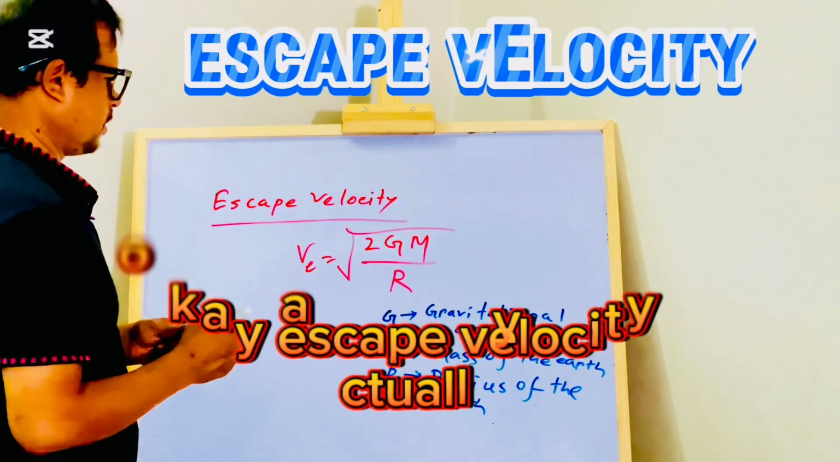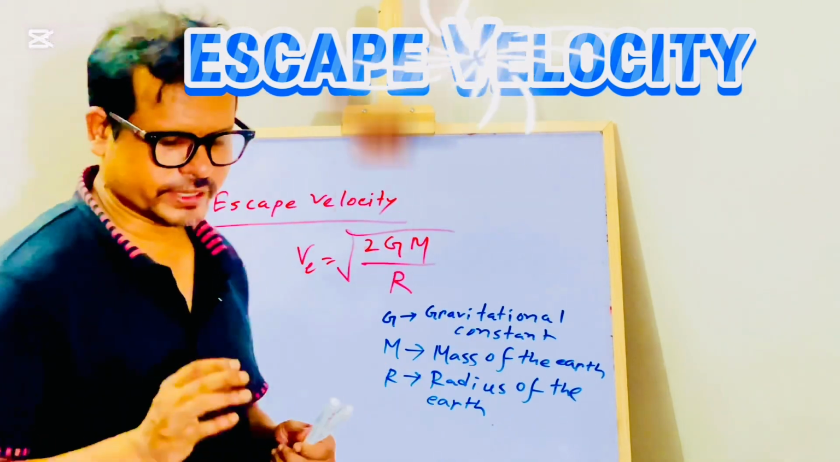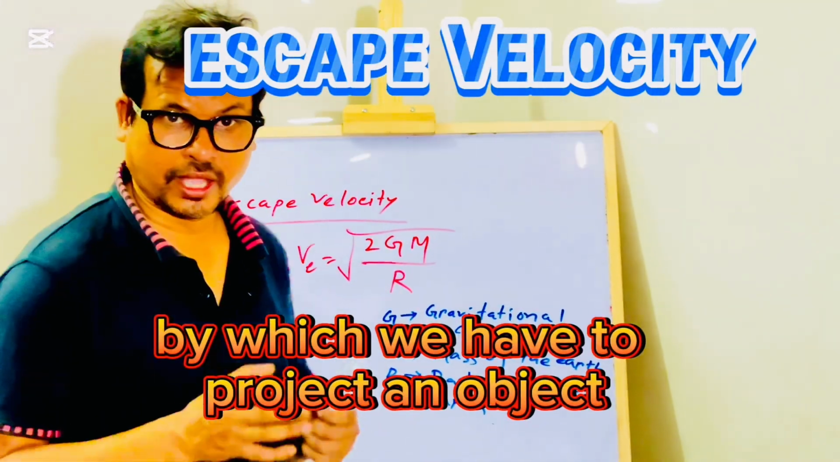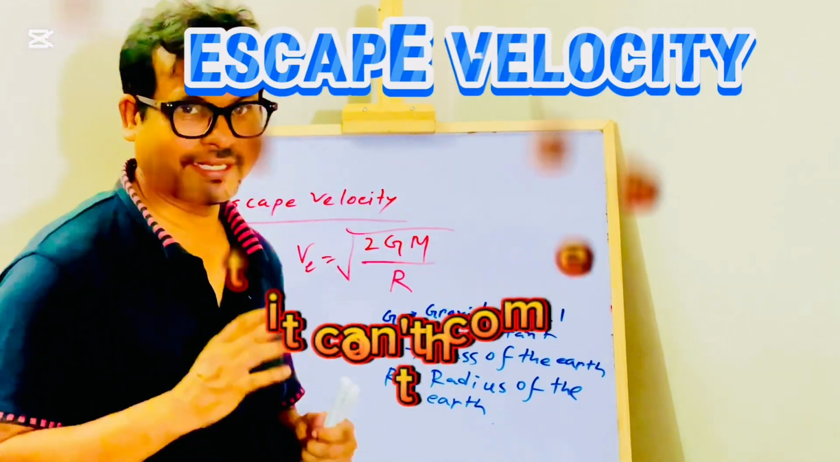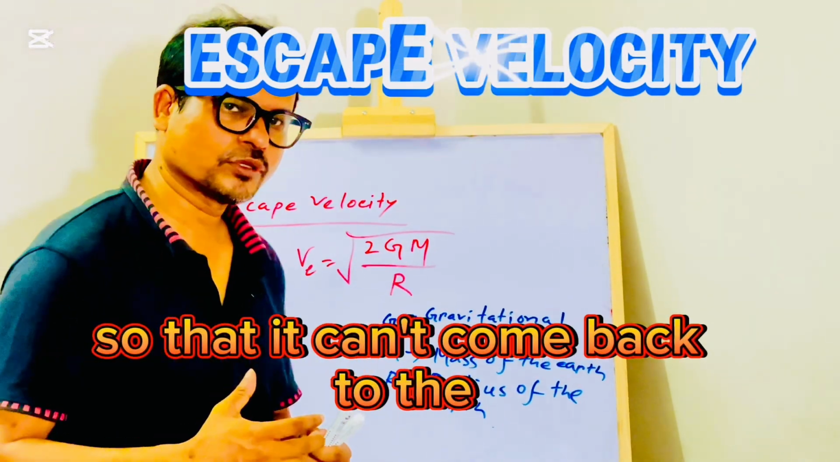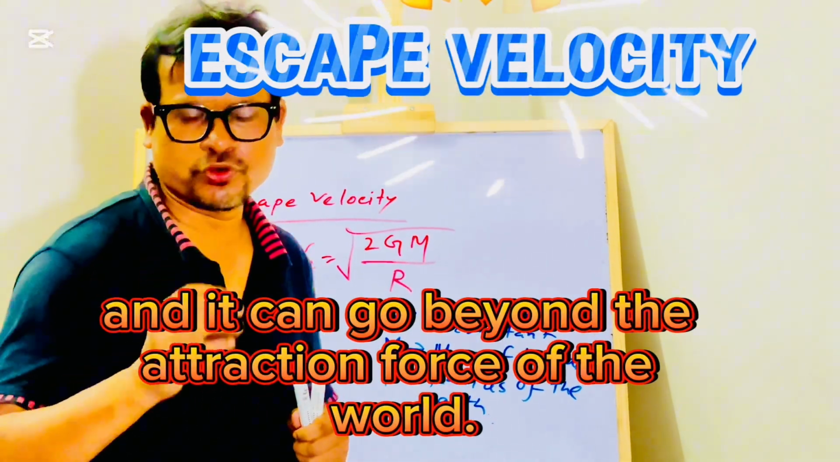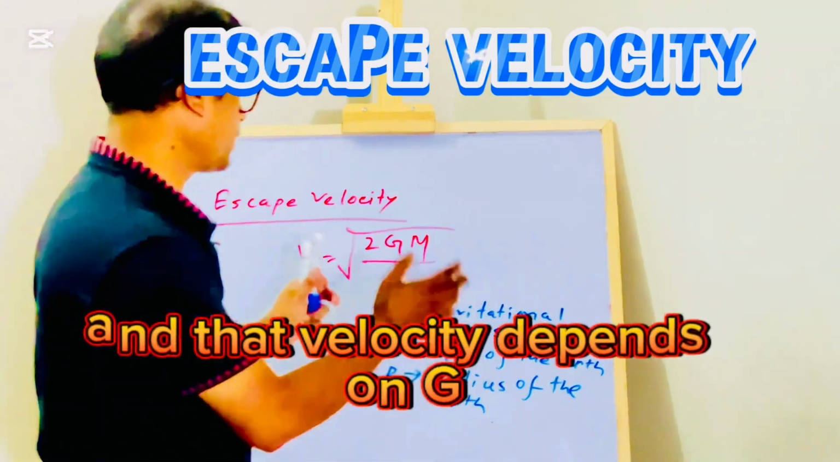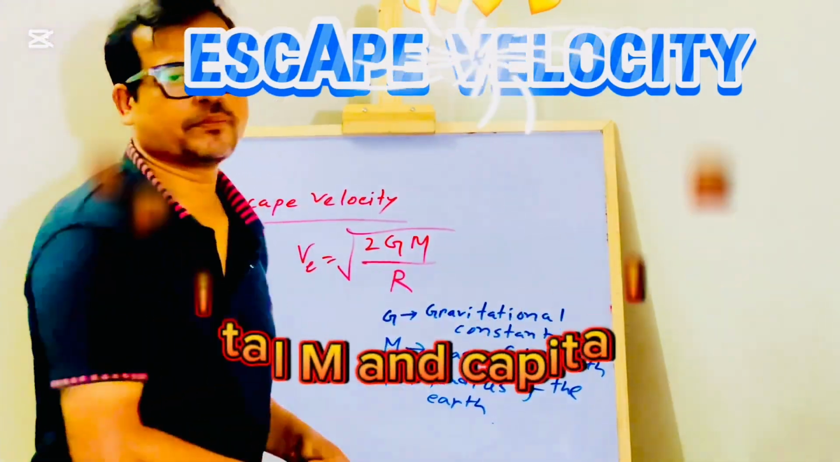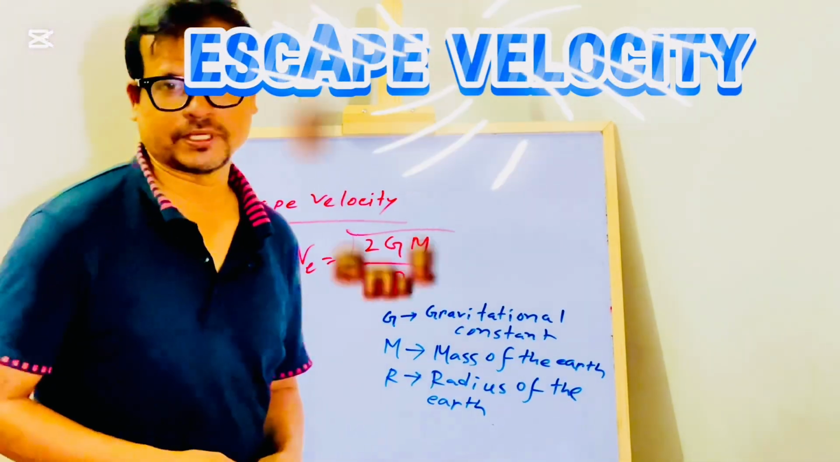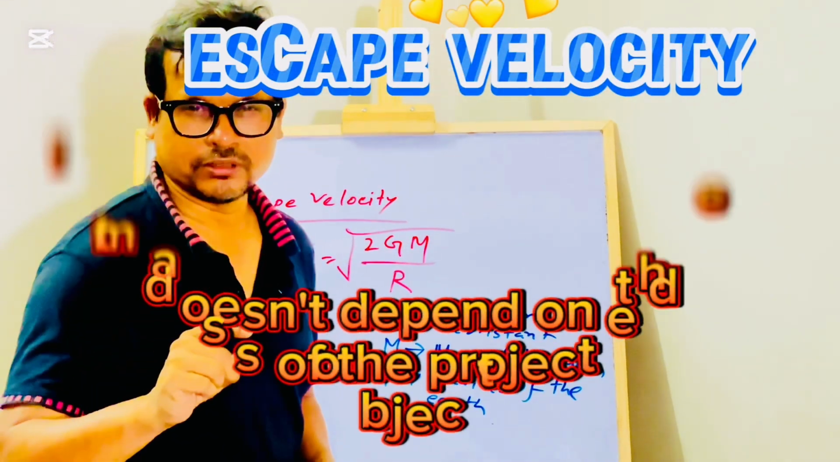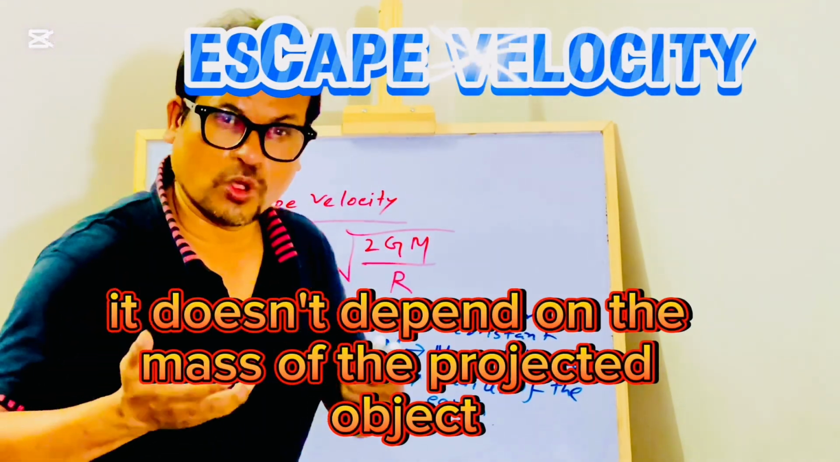Escape velocity is actually the minimum velocity by which we have to project an object so that it can't come back to the earth and can go beyond the attraction force of the earth. That velocity depends on G, M and R, but it doesn't depend on the mass of the projected object.